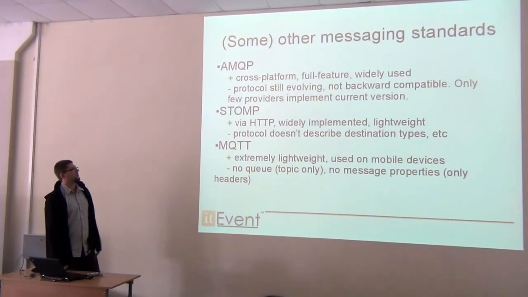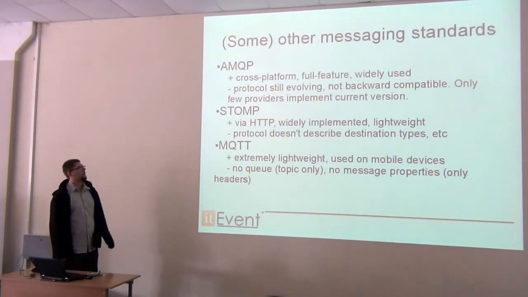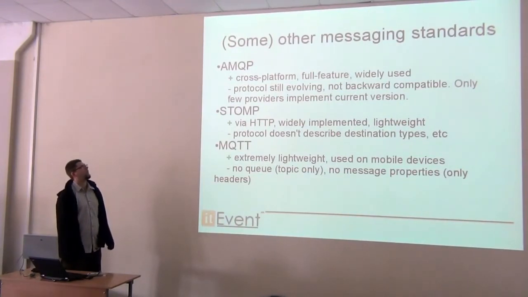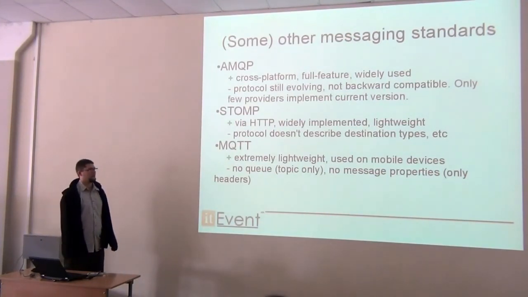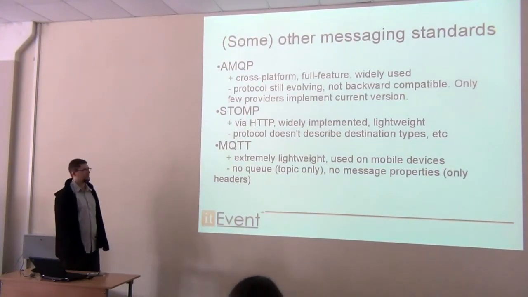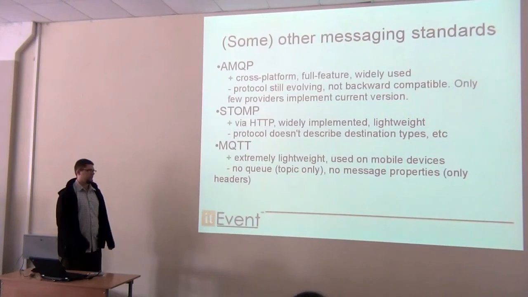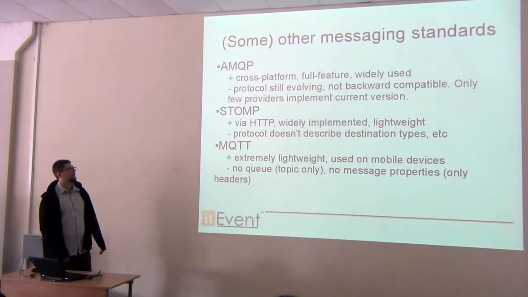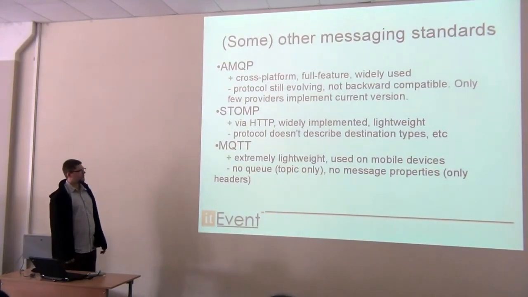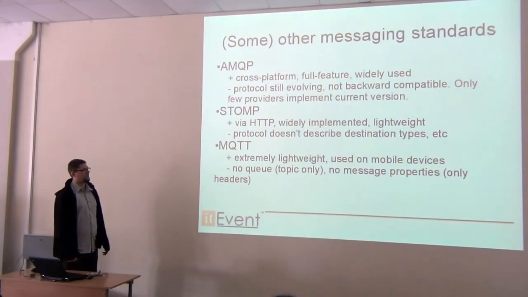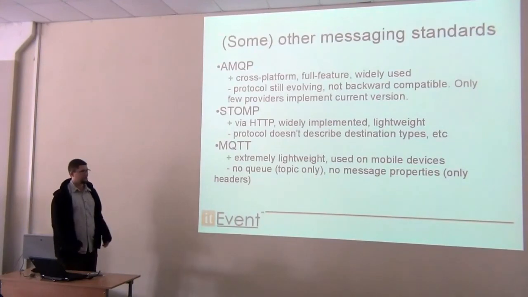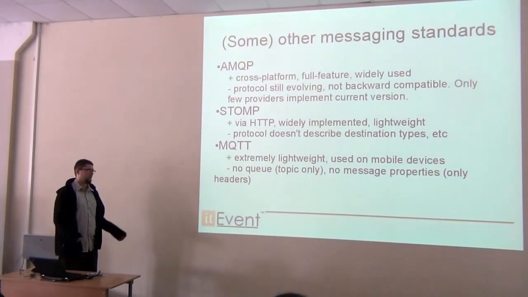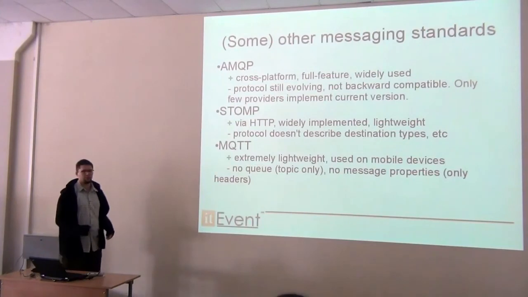Another one is STOMP. STOMP is a text protocol. It works via HTTP. I think RabbitMQ also implements STOMP. It is also a protocol implemented by HornetQ that you can use, for example, from JavaScript to communicate with HornetQ. People complain that it doesn't describe destination types, etc. The internals of the asynchronous communication provider, so there might be some differences. So mainly there are some use cases when there is not an easy way to switch between STOMP providers.